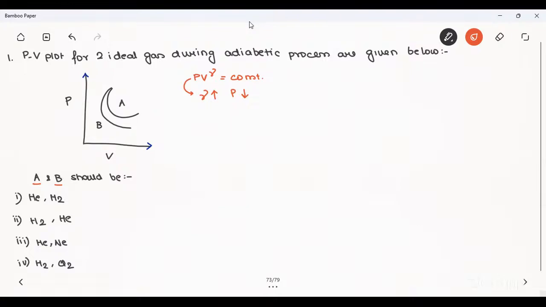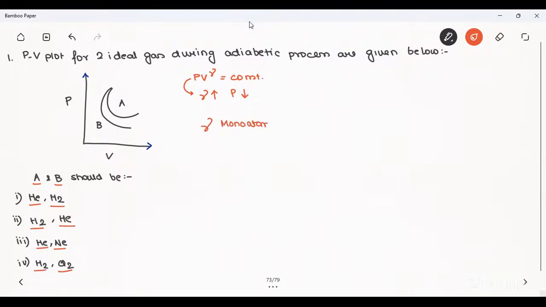See, now helium is a monoatomic gas. Yes or no? Helium is a monoatomic gas and hydrogen is a diatomic gas, right? Helium is a monoatomic gas, neon is a monoatomic gas. Hydrogen is a diatomic gas, chlorine is a diatomic gas. Now, what is the value of gamma for monoatomic gases?